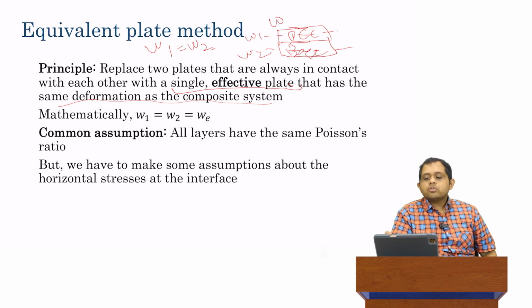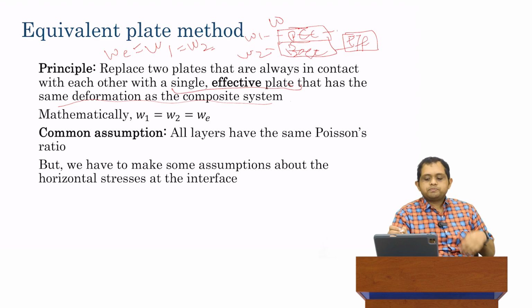So the equivalent plate theory has the principle that we replace these two plates with one single plate. We have to figure out the properties of that plate, which is what we'll talk about. But we replace it with a single plate whose displacement is some WE. We call this an effective plate, and it has a deflection of WE. The assumption we make is that WE is equal to W1, which is anyway equal to W2. So we have to find such a plate which for the same load gives us WE equal to W1 equal to W2.